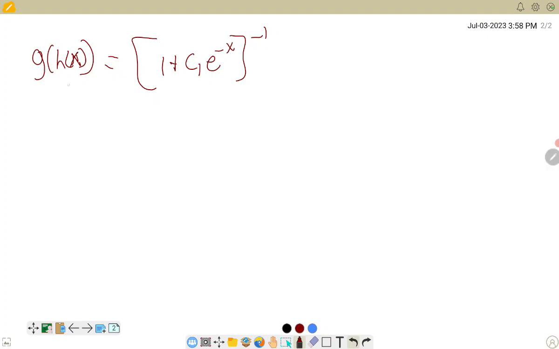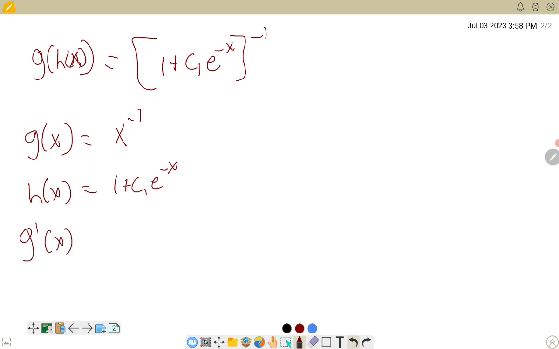So the outer function then, I'm going to call g of x just x to the minus 1. And then I'm going to call h of x 1 plus c1 e to the minus x. By doing this, now we can find, we're going to need g prime of x, and then we're going to have to substitute this in, because remember what the chain rule says.